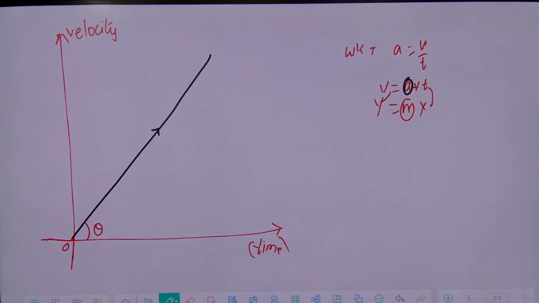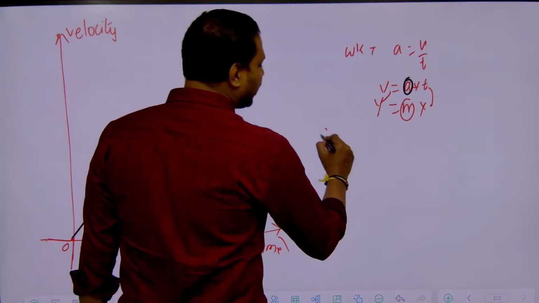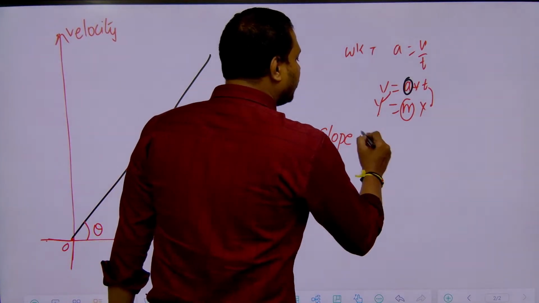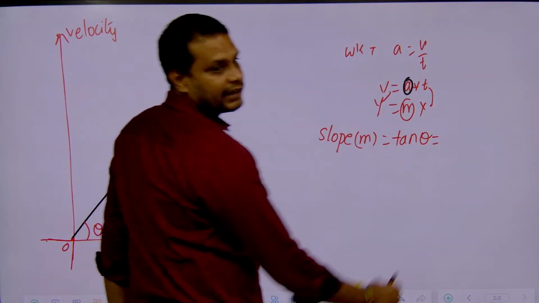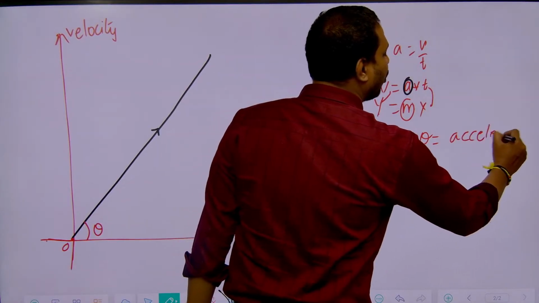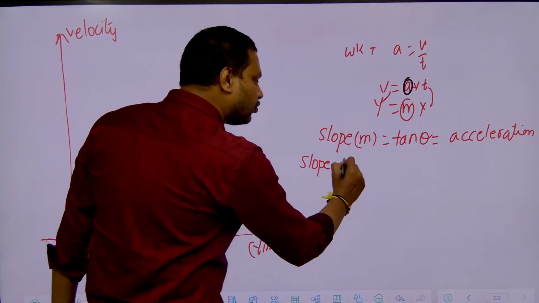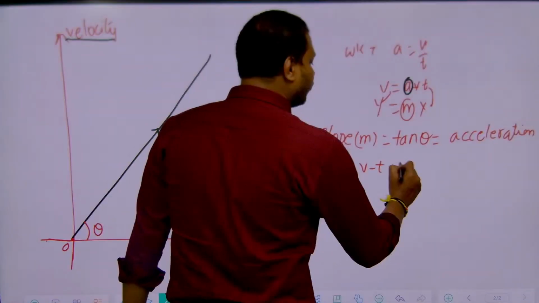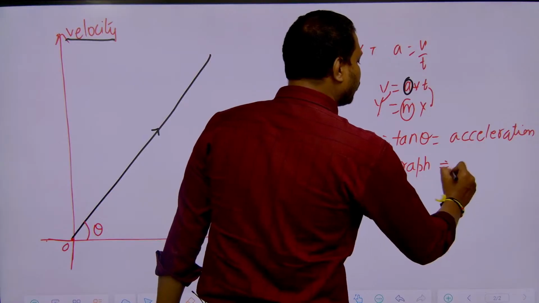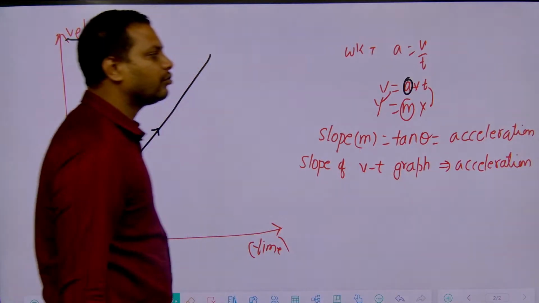So what is in the place of m? Acceleration, where m is called the slope. So if I take the slope, m is equal to tan theta. But in the place of tan theta what we have is acceleration. Therefore you can write like this: slope of the velocity time graph gives acceleration. Remember this well.